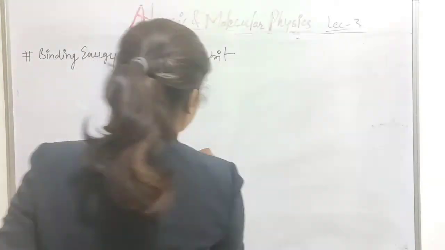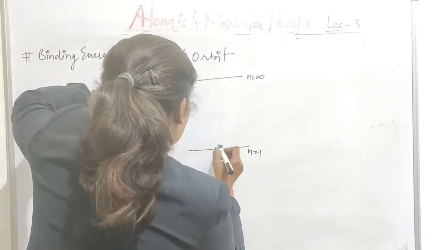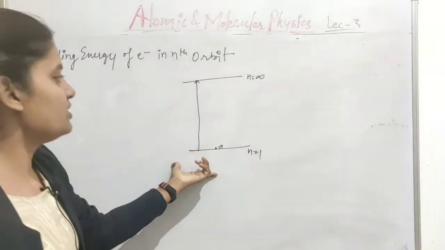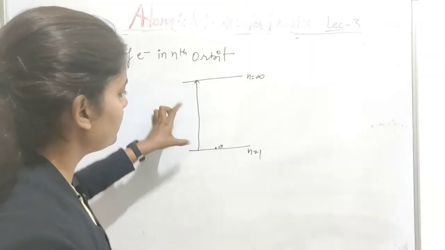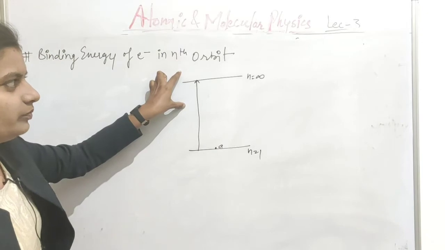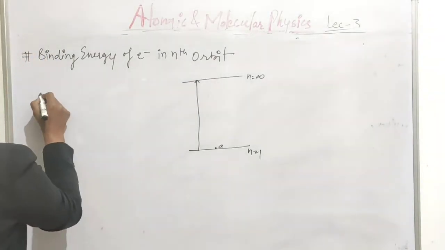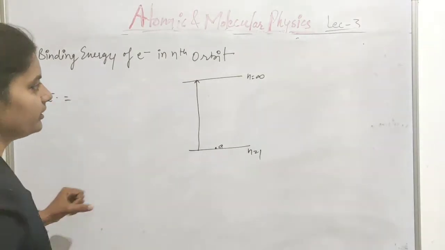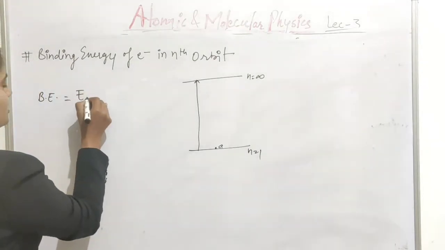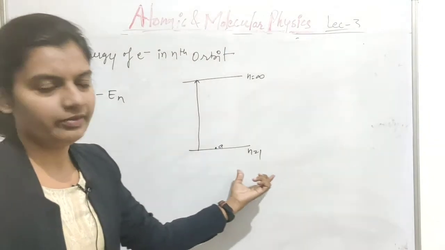Suppose we have an electron in the n equals 1 orbit. Raising this electron from n equals 1 to n equals infinity means the amount of energy required to free this electron. What will be the energy? We term this energy as binding energy. So this will be E final minus E initial. This is corresponding to infinity and this is corresponding to the nth level, whatever level we have considered.